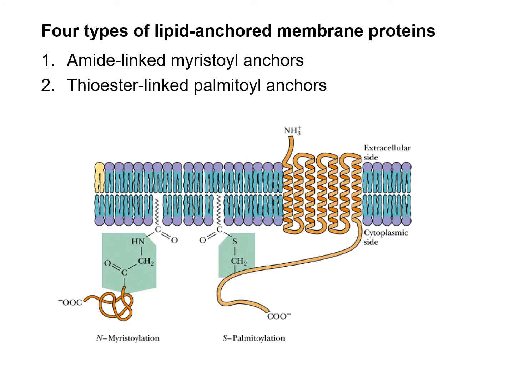Among lipid-anchored membrane proteins, there are 4 subtypes. The first ones are amide-linked myristoyl anchors, whose structure you can see right here. The process of anchoring between this protein and the lipid is called N-myristoylation. The next one is the thioester-linked palmitoyl anchors, whose linkage you can see here, and it's called palmitoylation.